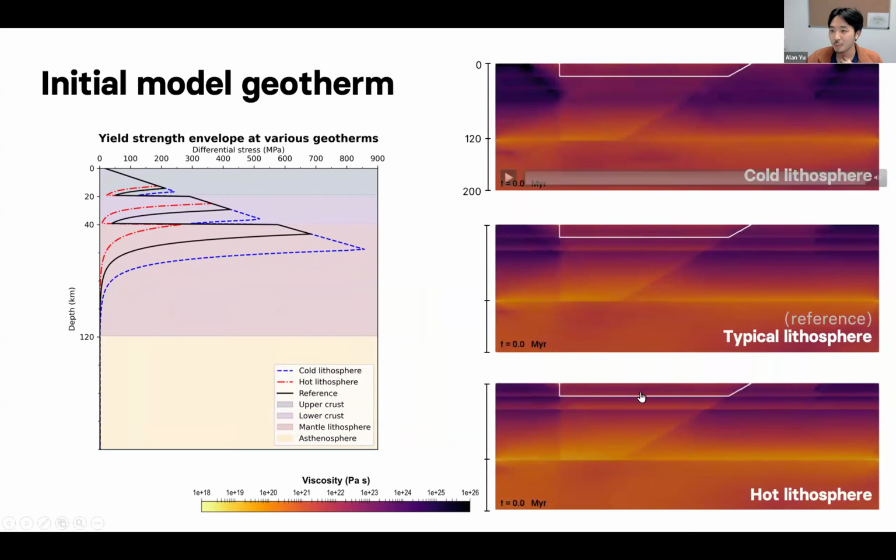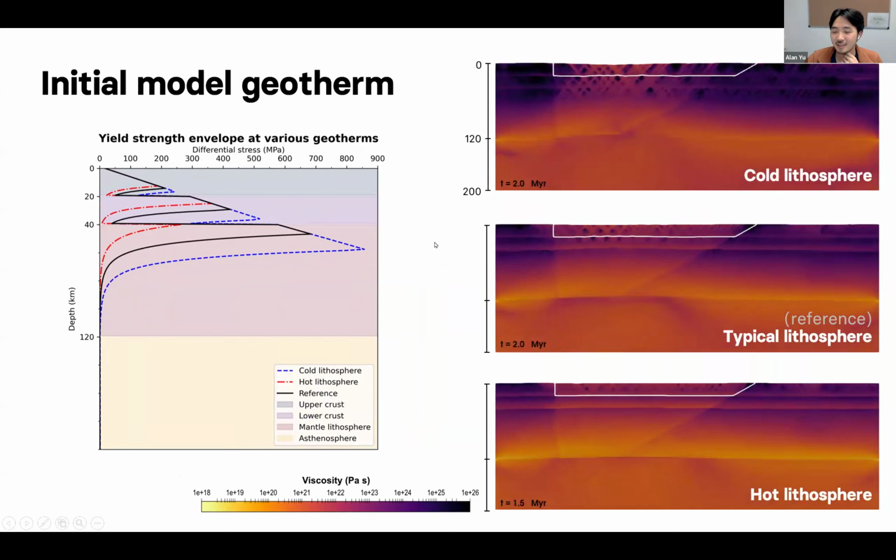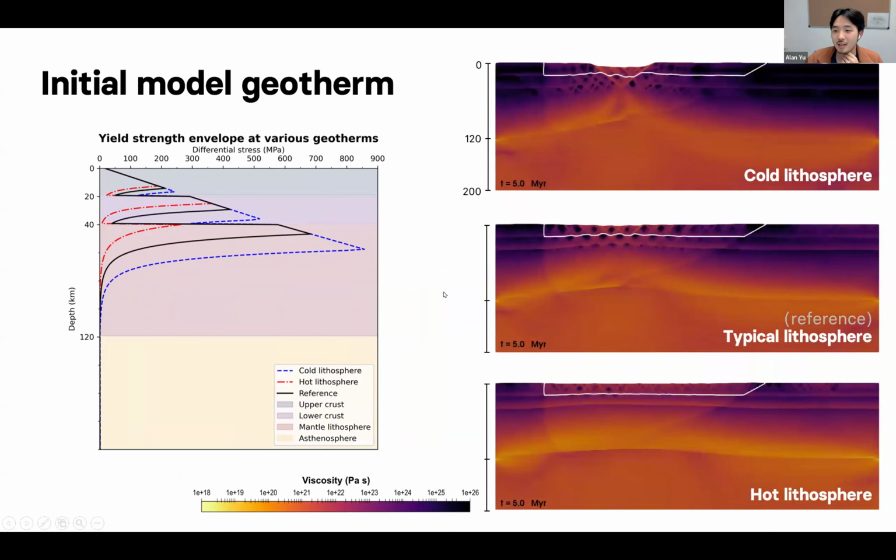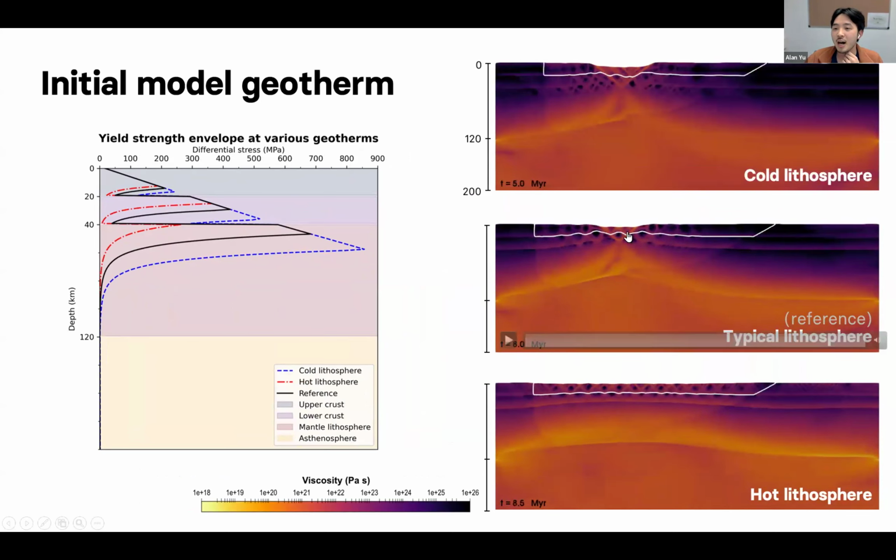So here, I have 3 more movies to show, and I promise that will be the end of it. So we have cold, typical, and hot. So here you can see that the style in which rifting occurs changes quite a lot.